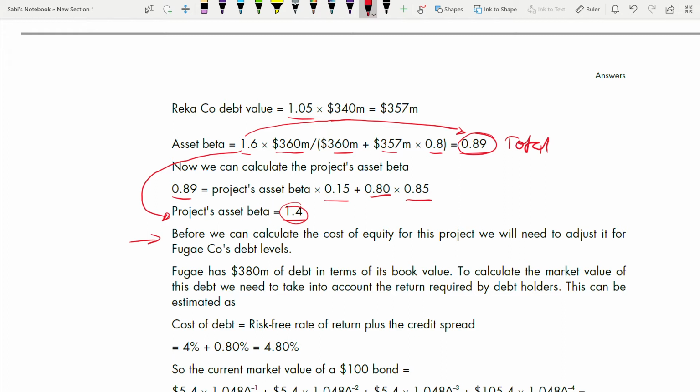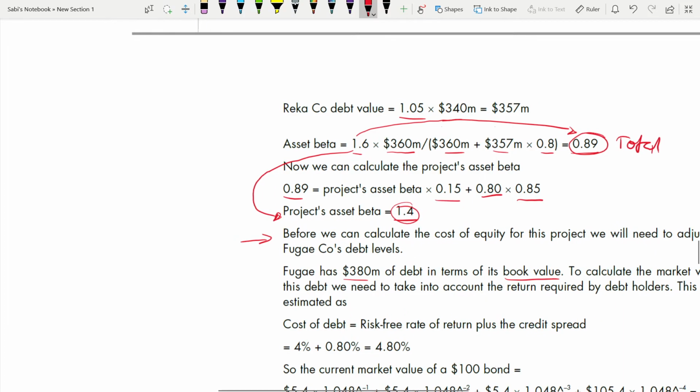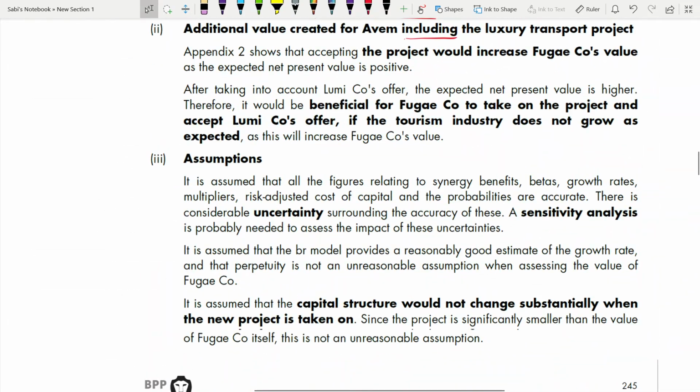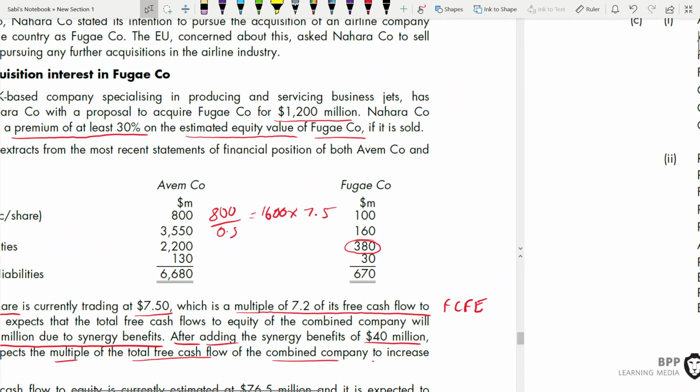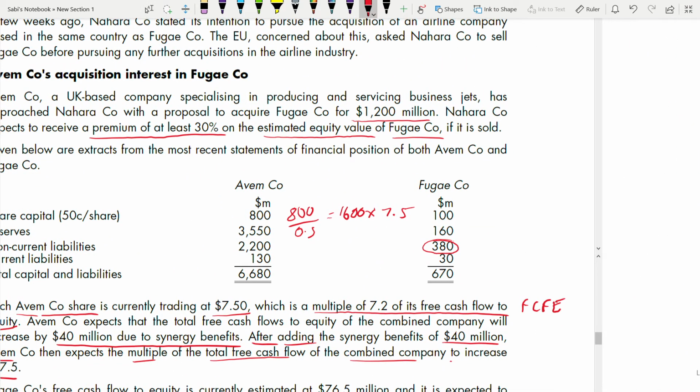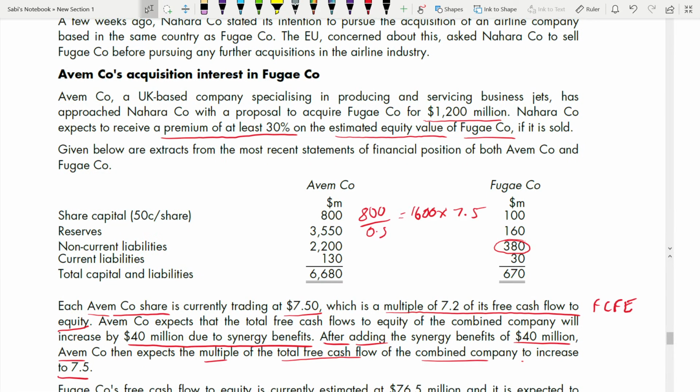So what is Fugai's debt? 380 in terms of its book value. Why Fugai? Because we have to adjust with their capital structure. See, Fugai's debt and equity is different compared to Rekha's equity and debt. That's why we have to adjust it. First, we'll go to Fugai. How did we get 380? It is from here. Just go to Fugai. It is 380. I have circled it also. Non-current liabilities. That is it. That is the debt.